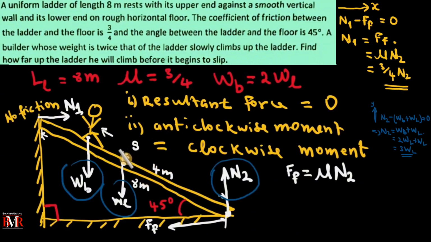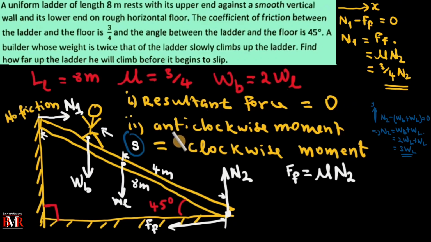You know, my target in this question is to calculate the value of S. That's the distance of the builder, but there is no S in any of these two equations that I've just obtained. So I need to bring in an equation that has S, so that I should be able to solve and then get the value of S. So in this case, I need to apply the second condition for equilibrium, that is anti-clockwise moment is equal to clockwise moment. You know, the anti-clockwise moment means moving from the right to the left, and the clockwise moment means moving from the left to the right.